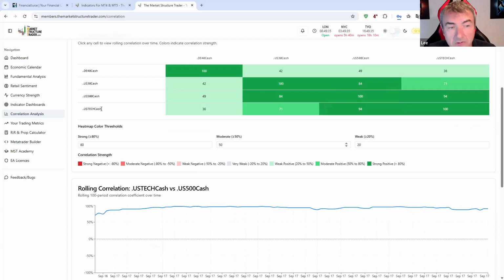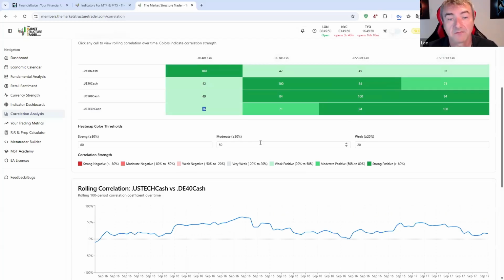So there's absolutely no point in trading that and that at the same time, because you're just doubling your risk. If you want to trade two indices today, right now, you could trade the NASDAQ and the DAX quite safely, because 36% of the time they move together.